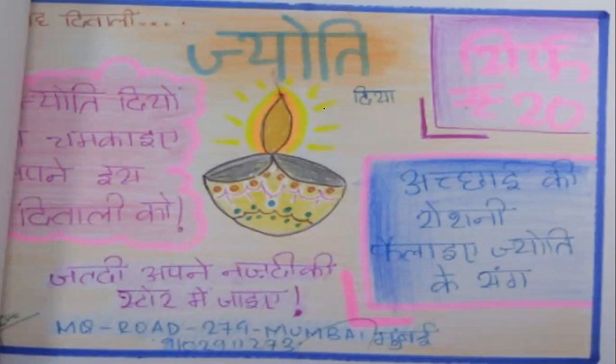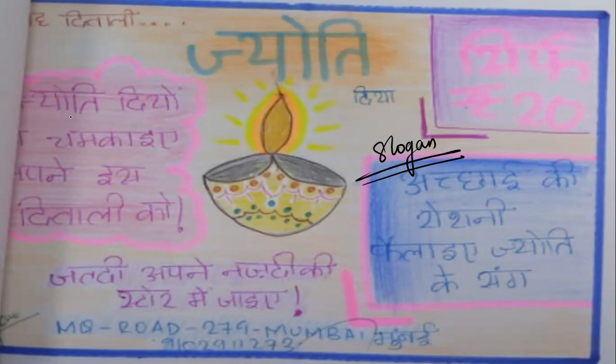Then this is for candles and diyas. So the name is Jyoti Diya. Try to make your title related to what you have to advertise. So Jyoti Diya, again, sirf rupees 20. Here is a slogan I have used. Achhai ki roshni phailaye Jyoti ke sang. So this is one tagline I have used. Then here, Jyoti diyo se chamkaiye apne is Diwali ko. So this is basically for a Diwali celebration.